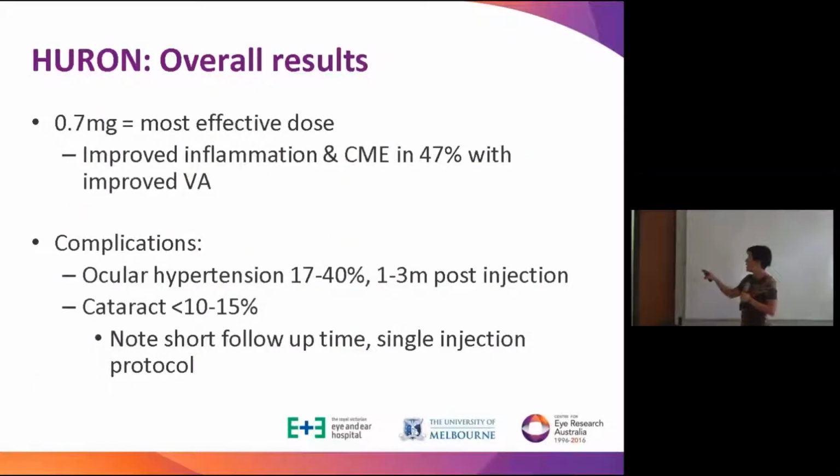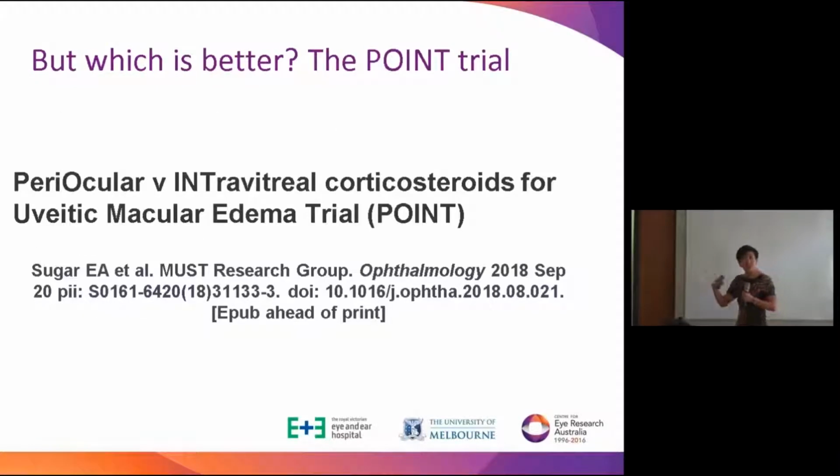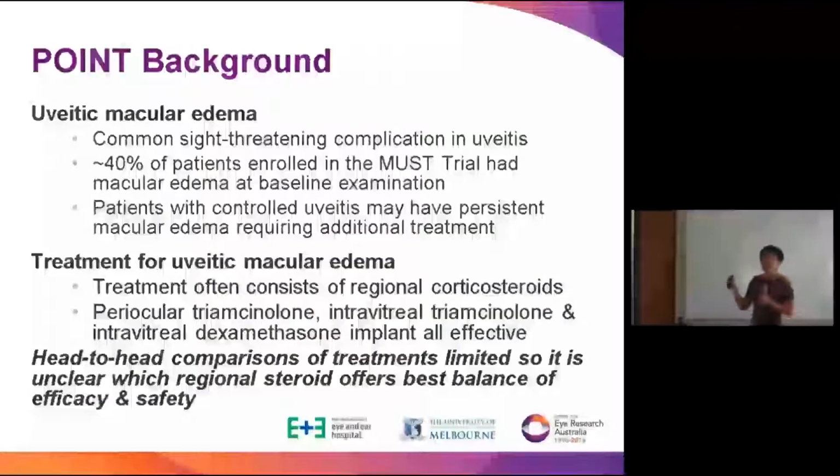So I'm just going to quickly go through the results of the study, because this is the question we all have: which is better? This was a study for uveitic macular edema, where the patients could either have quiescent uveitis, like my patient that I presented just before, with cystoid macular edema, or active uveitis.